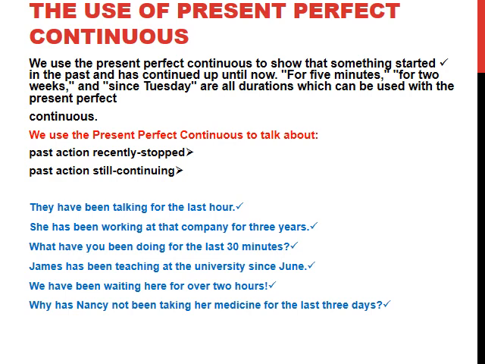They have been talking for the last hour. She has been working at that company for 3 years. What have you been doing for the last 30 minutes? James has been teaching at the university since June. We have been waiting here for over 2 hours.